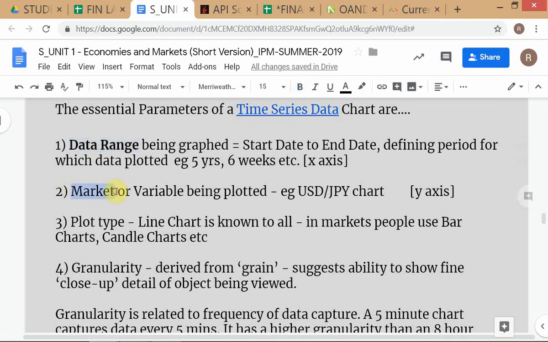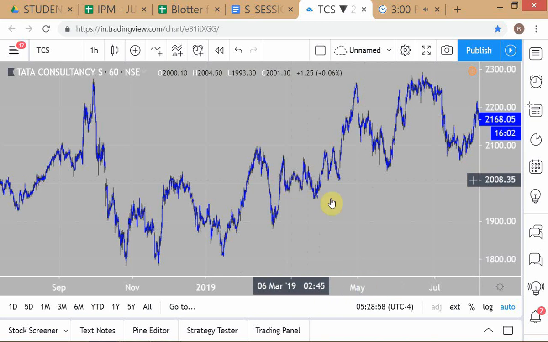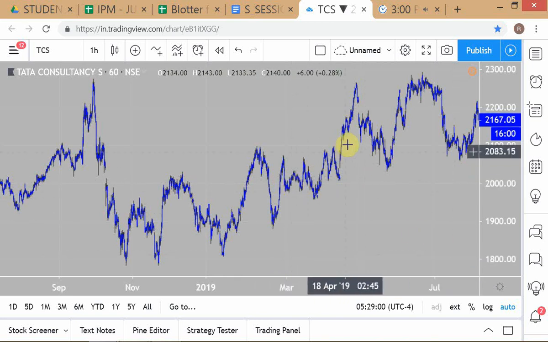What is the market or variable being plotted? In this case the variable is TCS common stock. This is the variable. Now I can change this around and make it dollar yen. I can make it West Texas crude oil, whatever it is. Then the market changes. Everyone is following so far?